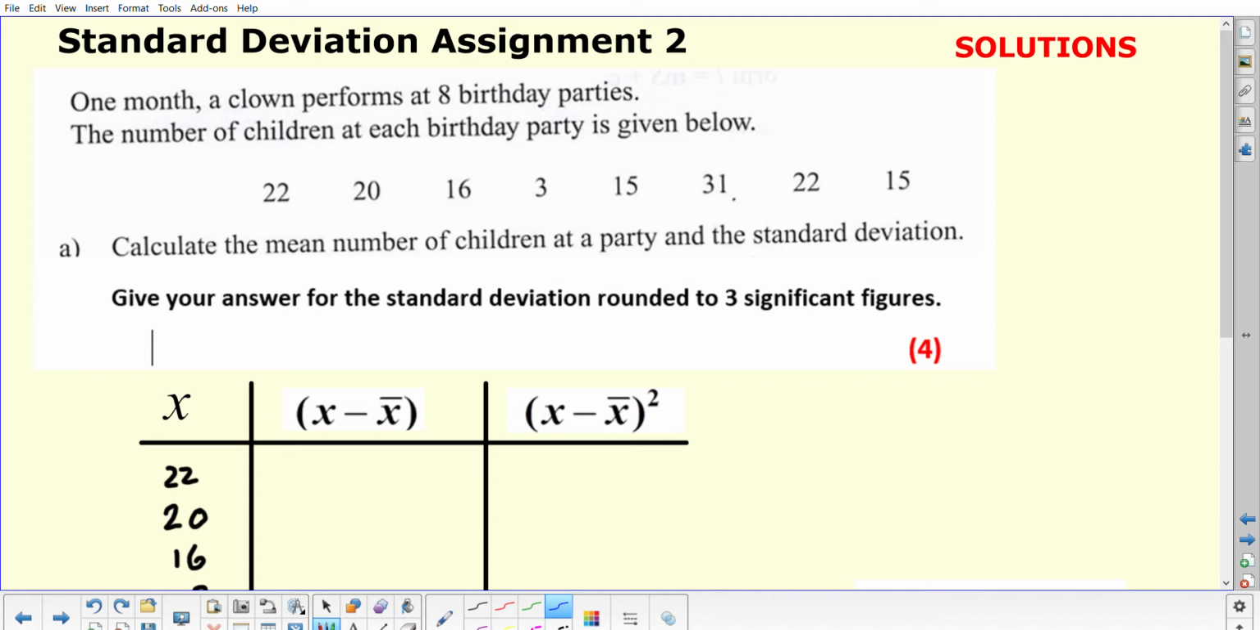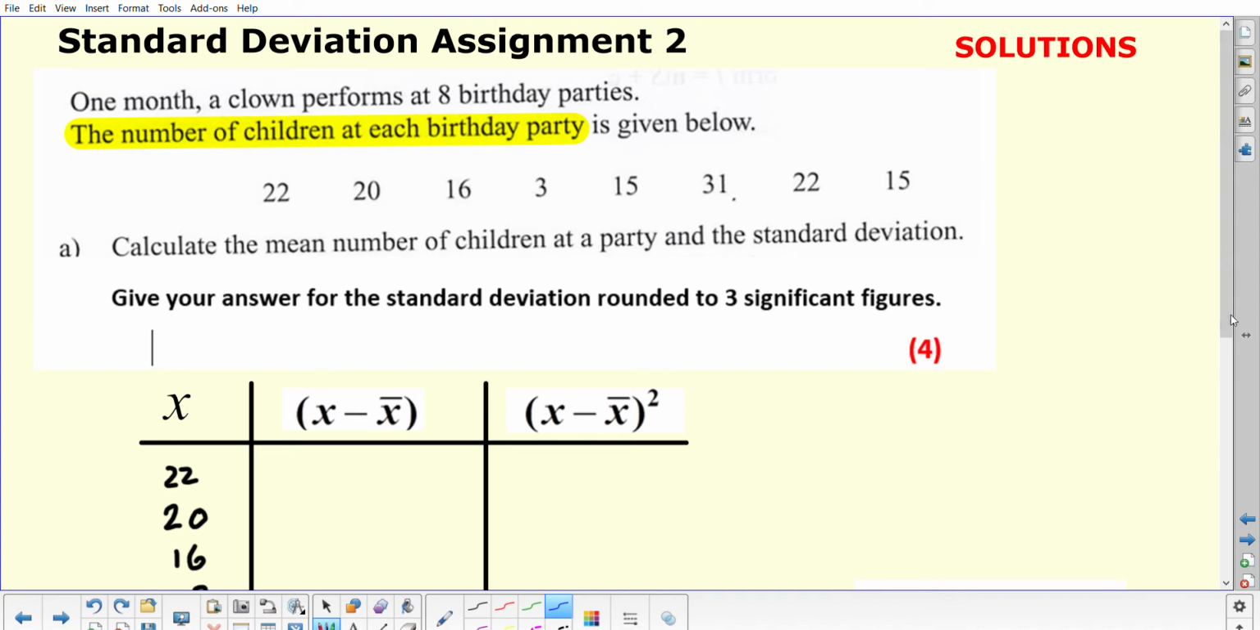So this here is giving you information about a clown that performs at 8 birthday parties, and the key thing, what the question is about or what the data is actually telling you about, is the number of children who are attending each of the birthday parties. So it's quite important that you pick up on that information. It will help you with part B later on when you need to make a comment.